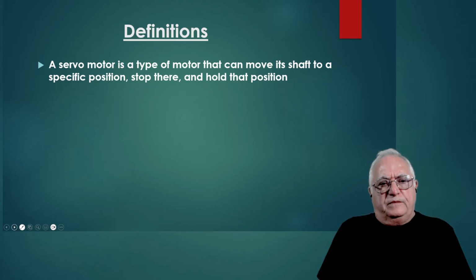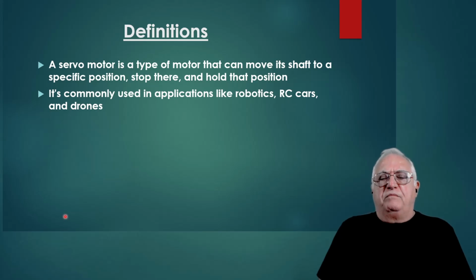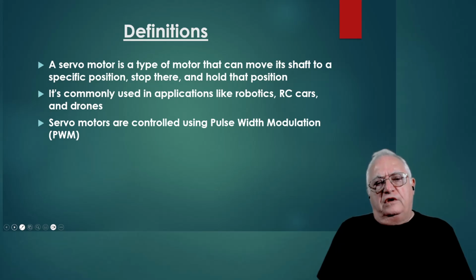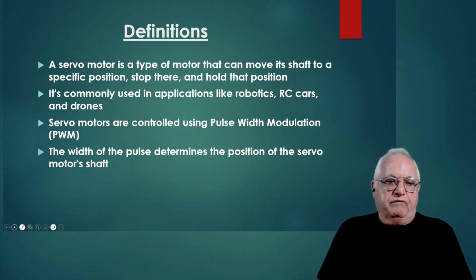A servo motor is a type of motor that can move its shaft to a specific position, stop there, and hold that position. It is commonly used in applications like robotics, RC cars, and clones. Servo motors are controlled using pulse width modulation, that's the PWM signals. The width of the pulse determines the position of the servo motor shaft.